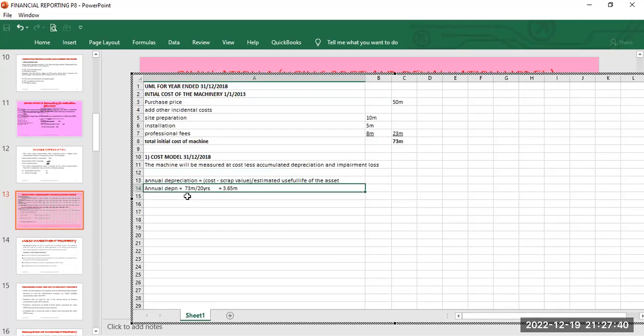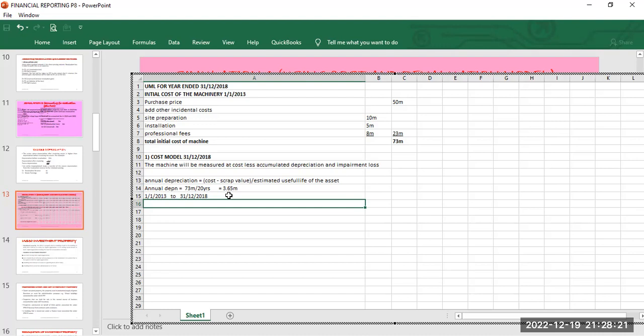But remember, this item was bought on 1st January 2013, and we are reporting on 31st December 2018. It means from 1st January 2013 up to 31st December 2018. That's when we are reporting.